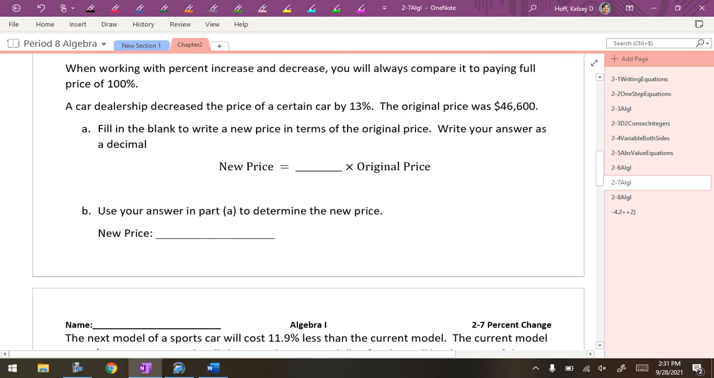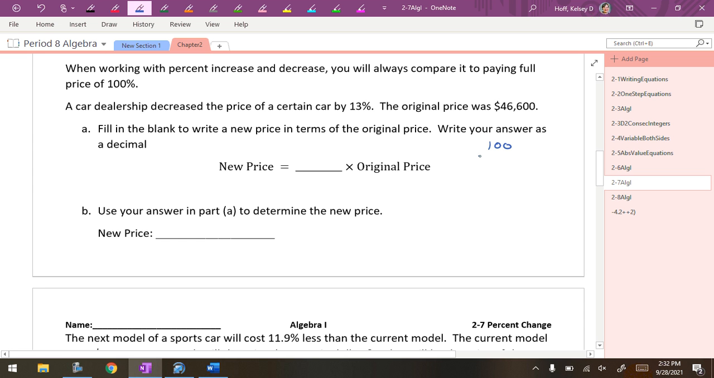When working with percent increase and decrease, we always compare it to paying full price. If you pay full price of something, you pay 100% of the cost, right? Full price, 100%. So a car dealership decreased the price of a car by 13%. The original price was $46,600. Fill in the blank to write the new price in terms of the original. Write your answer as a decimal. So they're helping you set this up. They say we can find the new price if we take blank times the original. Well, are we paying full price for the car? No, full price is 100%, but they're giving us a decrease of 13. So what percentage are we actually paying?